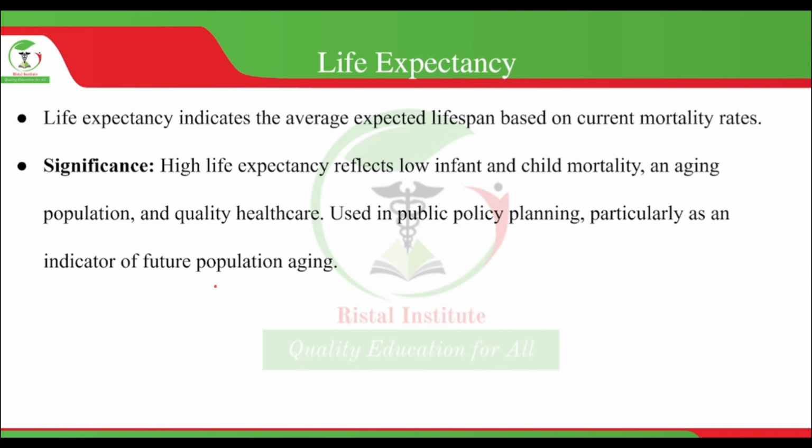So life expectancy is another indicator that we can look at. This one is about how many years a person is expected to live based on the current mortality rates. Okay, based on the number of deaths that are happening, how long is a person expected to live from birth? And like we said earlier on, higher life expectancy will indicate lower infant and child mortality. Okay.